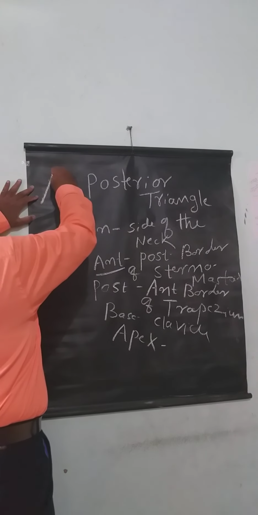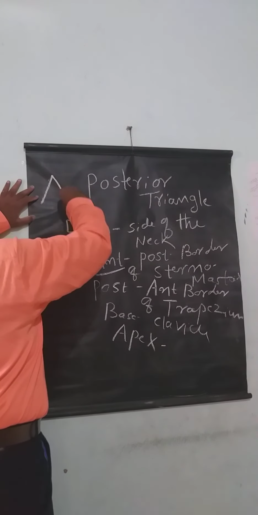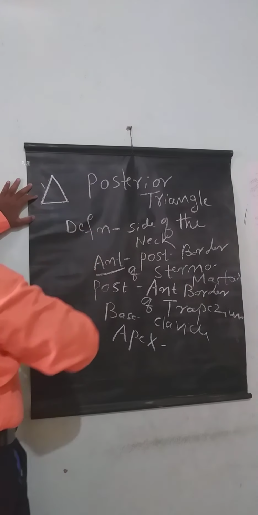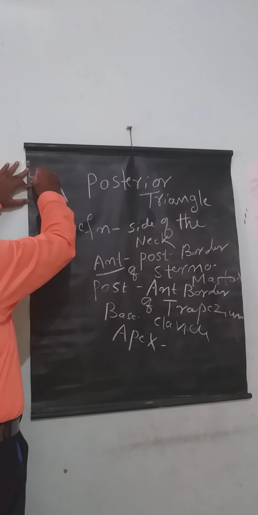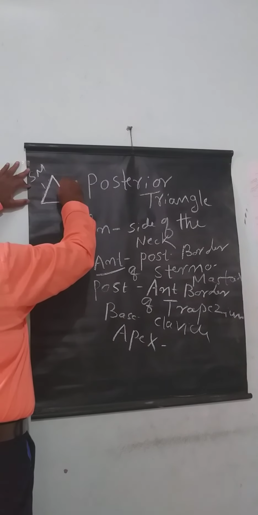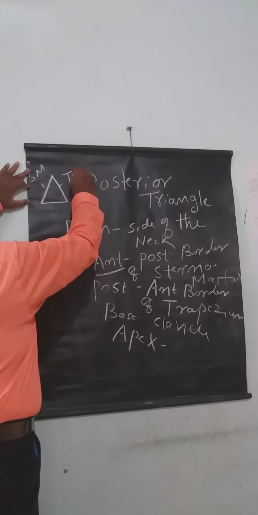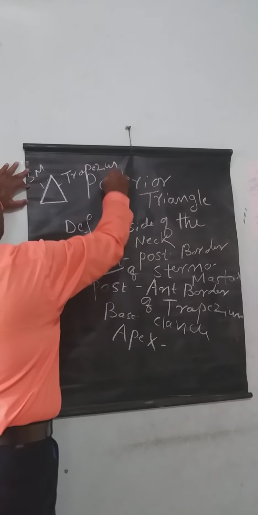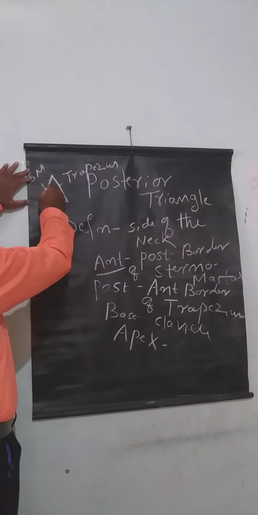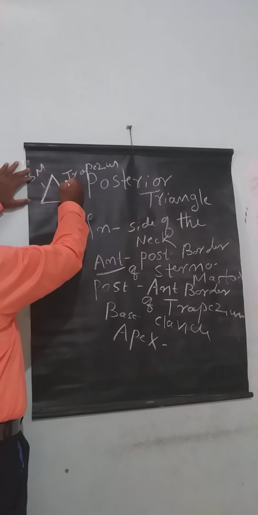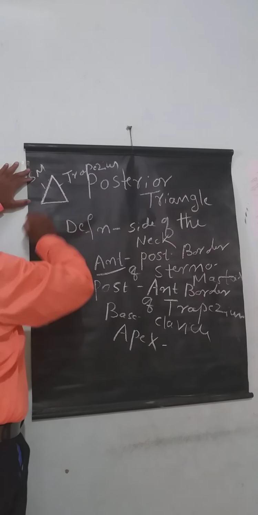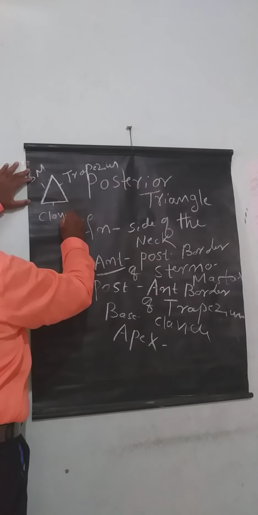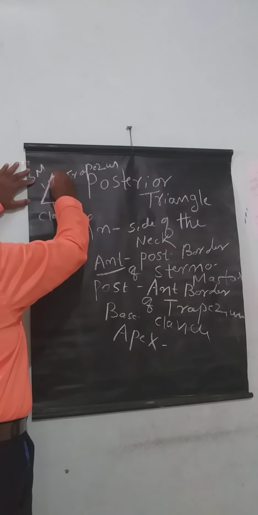Schematic diagram. It is the clavicle. I draw this diagram. It is the sternocleidomastoid. It is the trapezius. You can see here anteriorly, the posterior border of the sternomastoid, posteriorly, the anterior border of the trapezius. It is the clavicle. The apex is formed by these two muscles.